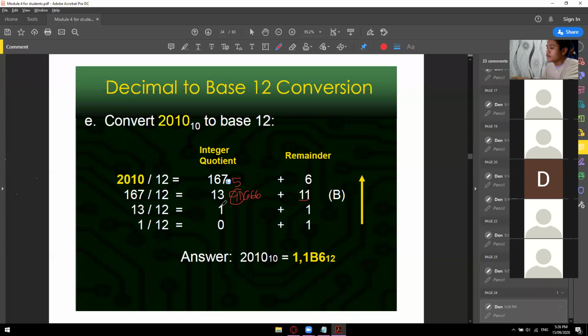Then 13 divided by 12 is 1, remainder 1. 1 divided by 12 is 0. Ilan to? 12, 24, 0.8333. Okay, then multiply this one and you will get 1. Then read the remainder part from bottom to top. So 11B6 base 12.